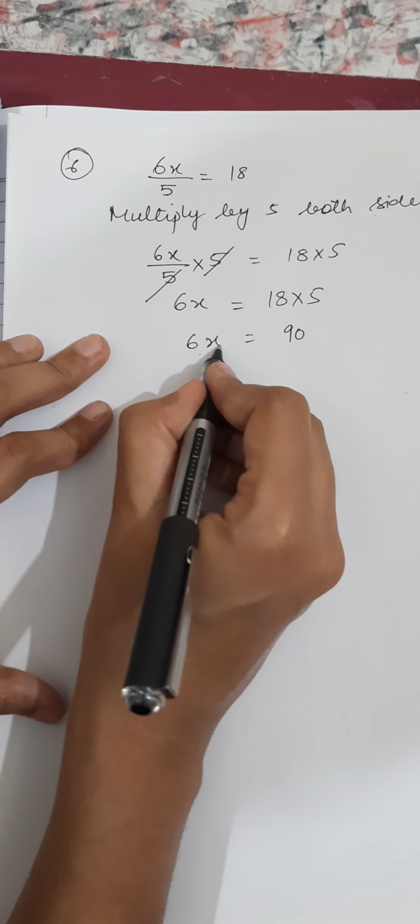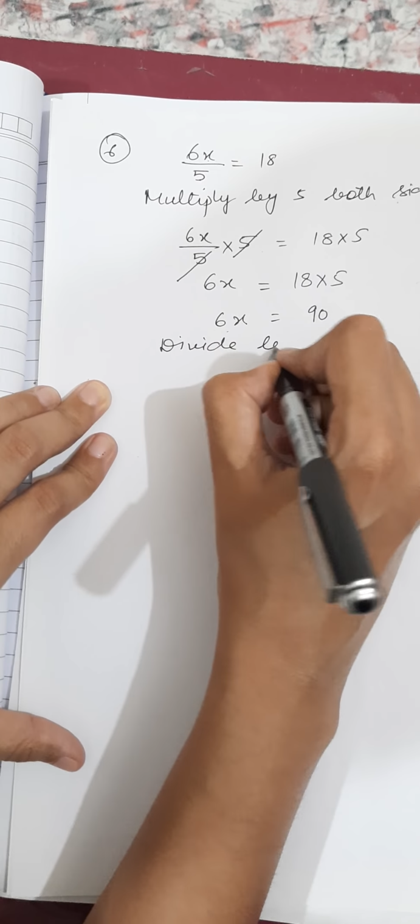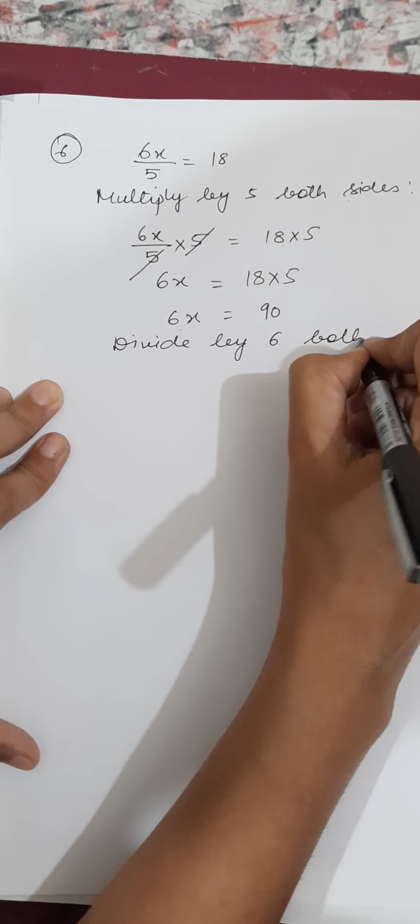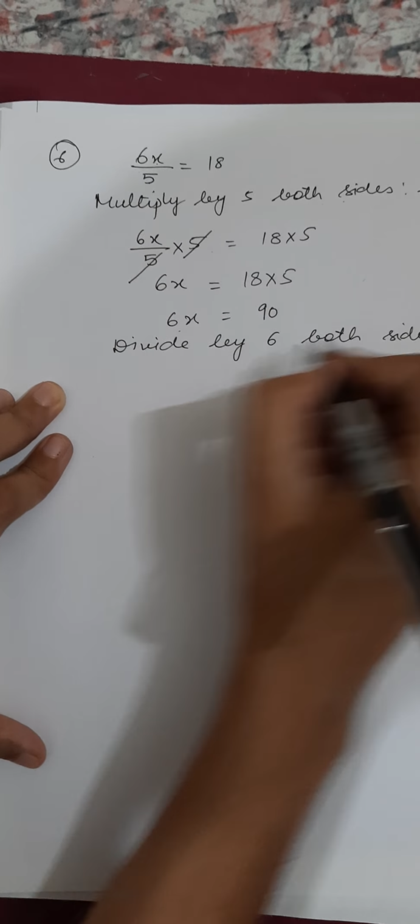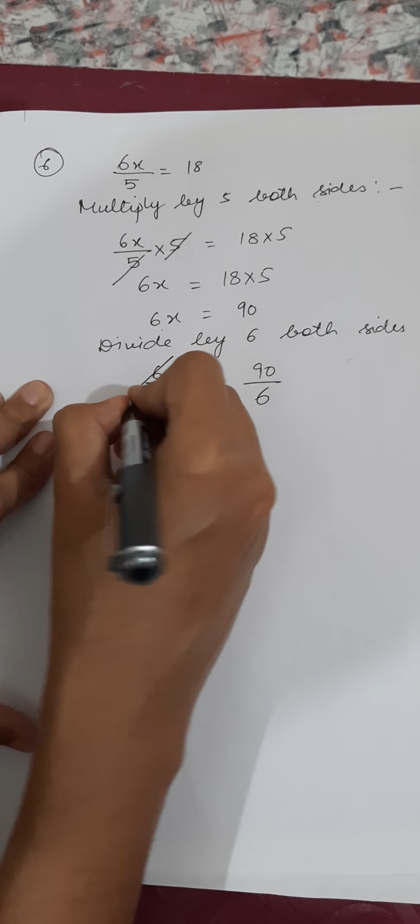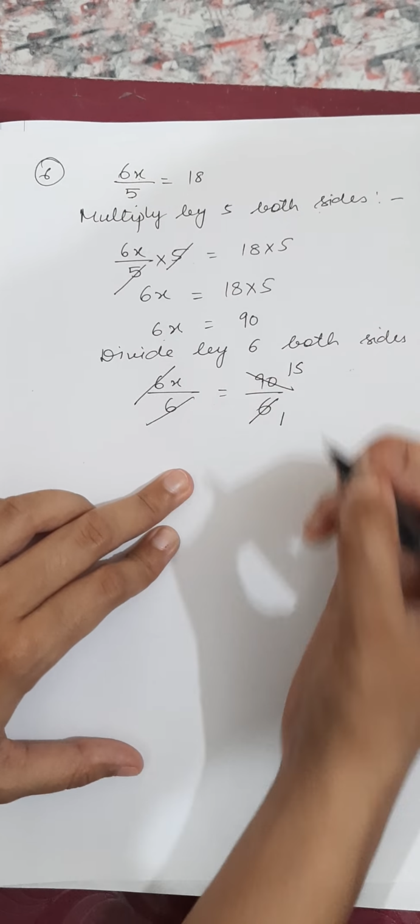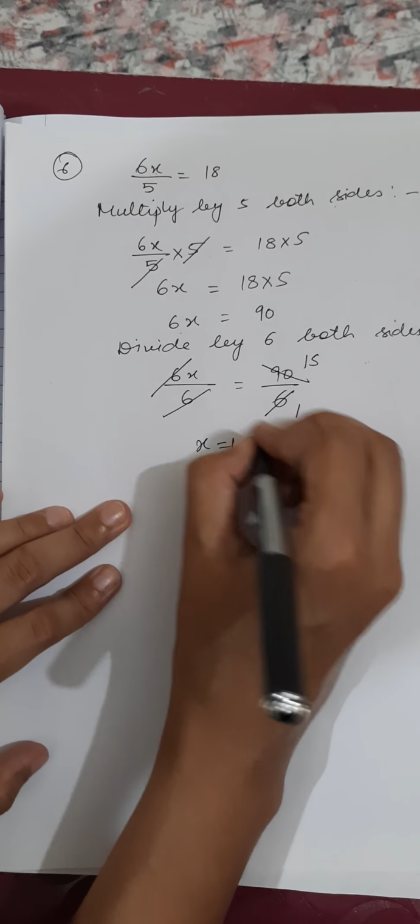Now 6 is in multiply. So what I'm going to do, both sides divide by 6. Divide by 6 both sides. So this will become 6x upon 6 is equal to 90 upon 6. 6 and 6 cancelled. And 6 ones are 6, 6 15s are 90. So the answer of x is going to be 15.